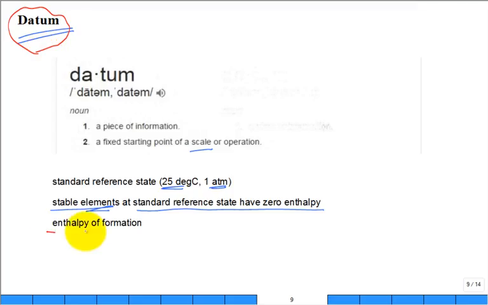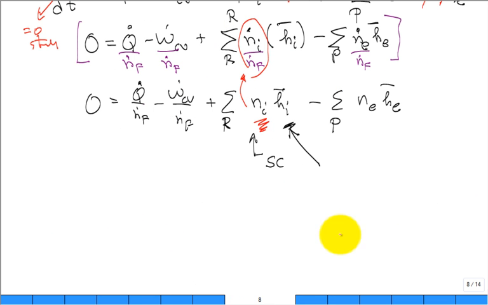So this is the key term, enthalpy of formation. We'll pick up there next time. We have to understand the enthalpy of formation. And once we understand that, then we can come in and make calculations here. Thank you very much.